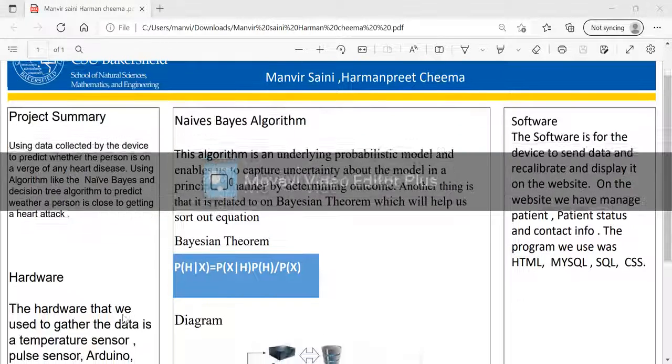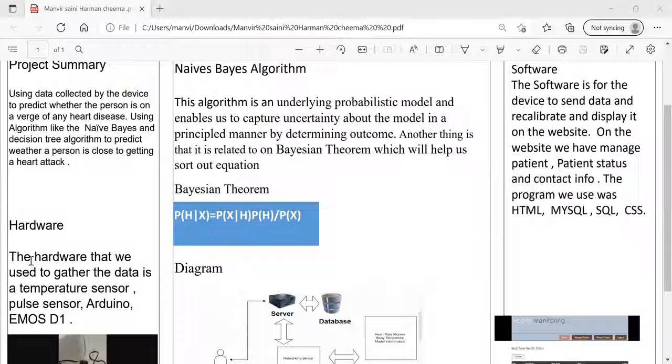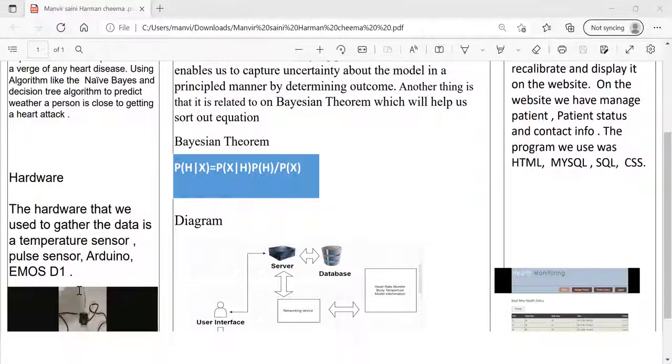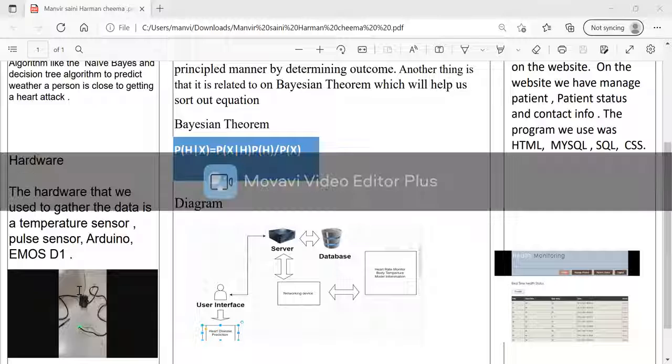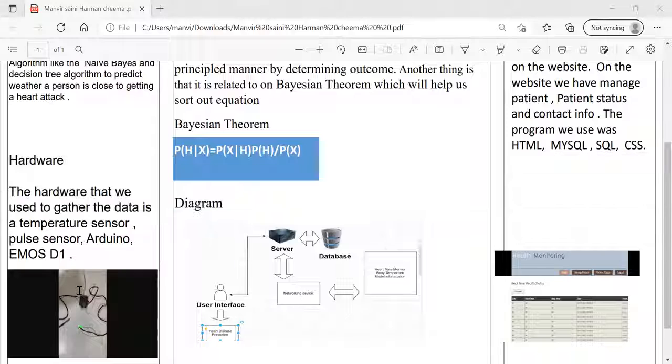So the hardware that we used were a temperature sensor, pulse sensor, Arduino, and ESP8266, which is a Wi-Fi module that comes with Arduino to connect our pulse sensor and temperature sensor to our website.